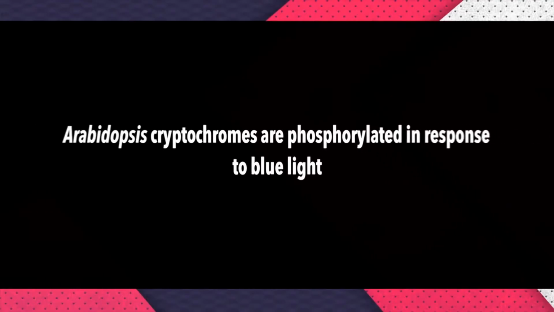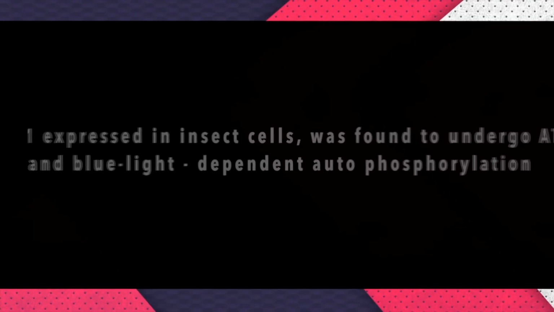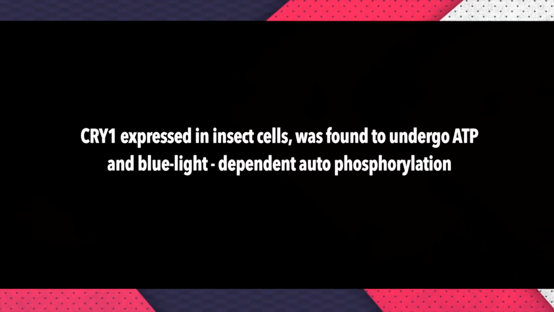Phosphorylation is one of the mechanisms involved in the regulation of cryptochromes. The Arabidopsis cryptochromes are phosphorylated in response to blue light. This is associated with the function and regulation of the photoreceptor. Moreover, Cry1 cryptochrome in insect cells was found to undergo ATP and blue light dependent autophosphorylation. However, till date, it is not known whether animal cryptochromes also bind to ATP. The exception lies with the mouse cryptochromes, which are phosphorylated.